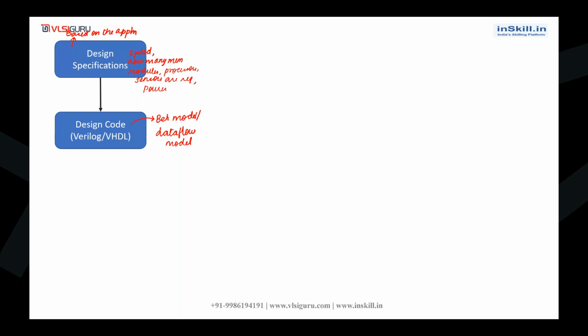So the design code will be written by the design team. They will be describing the functionality of the chip. The design code will be written in a behavioral model or data flow level model.